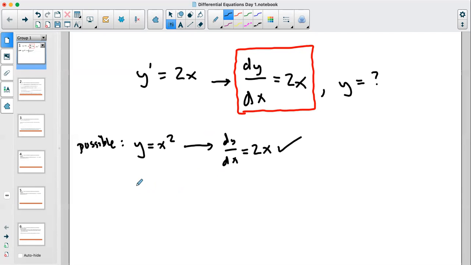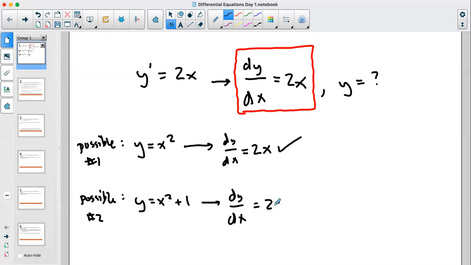But we really know that another possible answer is maybe y equals x squared plus 1 or something. The derivative of this was also 2x. So these differential equations don't always have just one answer. Sometimes there's a literal infinity of answers, like there is here.